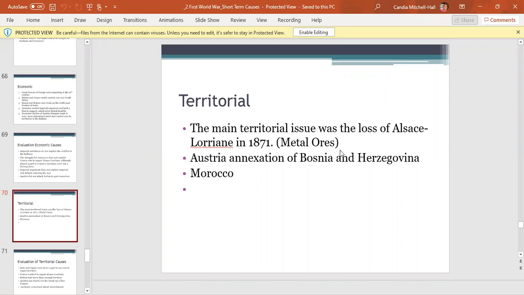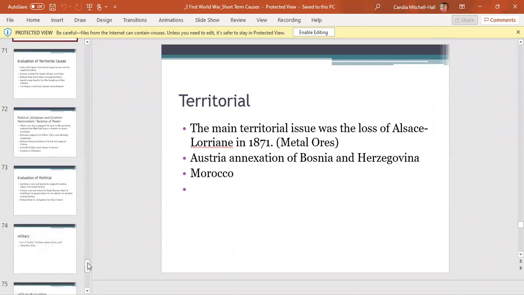Other territorial conflicts: Austria-Hungary wanted to annex, well, they annexed Bosnia and Herzegovina, and the conflict over why Serbia and the Balkan League were against that annexation. Then you also had the Morocco crisis between Britain and France. Britain and France were fighting over North Africa, the Morocco crisis. So we have an example of economic, and we also have an example of the territorial.